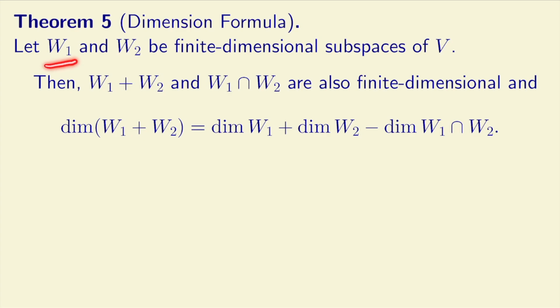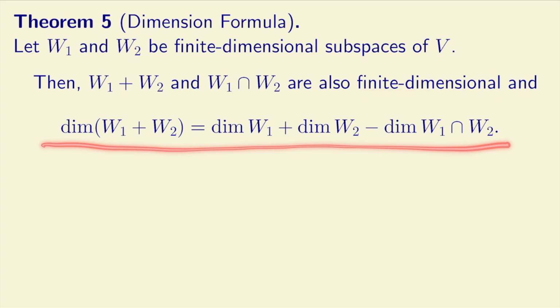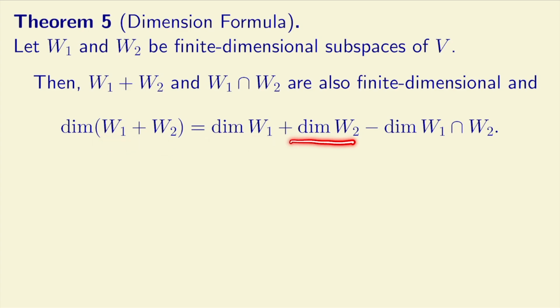Let W1 and W2 be finite dimensional subspaces of V. Then the sum W1 plus W2 and the intersection W1 cap W2 are also finite dimensional, and this formula holds. That is, the dimension of the sum is equal to the sum of the dimensions of the two subspaces minus the dimension of the intersection. Let's walk through the proof of this fundamental theorem.